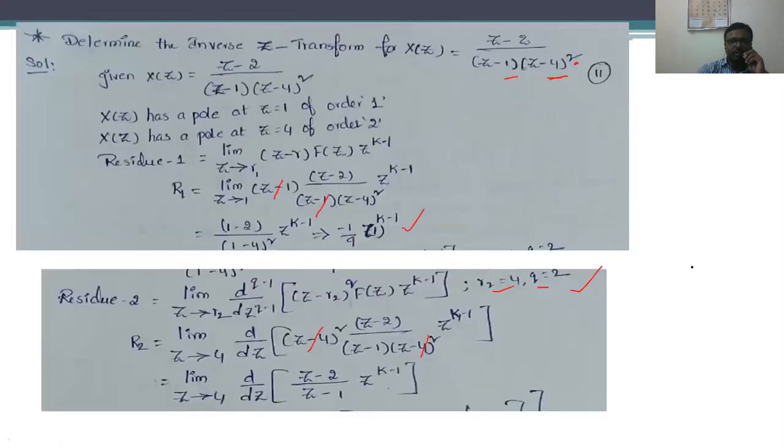In this way, we solve for the f of k value, that means the inverse Z transform applied for repeated poles. So with this, we have covered the partial fraction method as well as the residue method for performing the inverse Z transform. In the next class, we will discuss how the inverse Z transform is applied with the power series method or long division method.